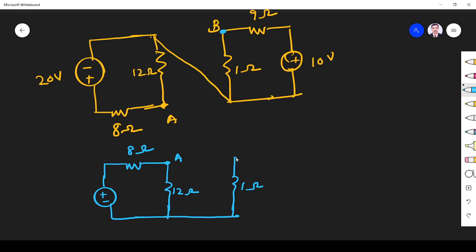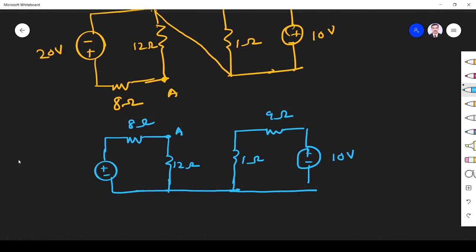1 ohm, 9 ohm, right? Here it will be like this, plus minus. Here 10 volt, right? Okay, this is 20 volt. Okay, so now it is very easy.